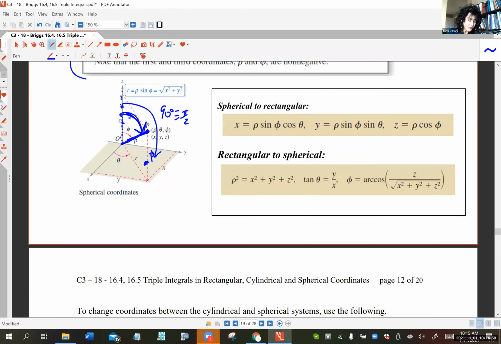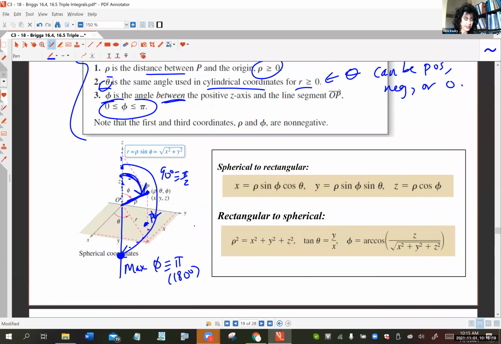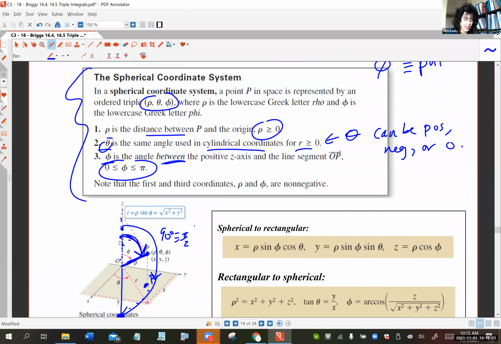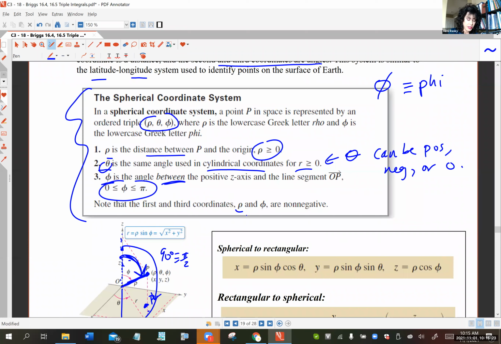So what's the most that phi can be? Well, if you're a point down here on the negative z-axis, that's the maximum that phi can take on. So the maximum phi is pi, or 180 degrees. And that's if you're a point on the negative z-axis. So please note that both rho and phi can never go negative.